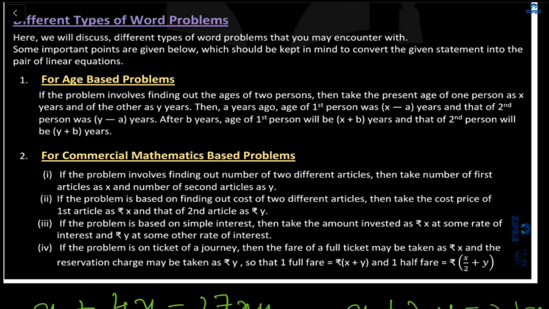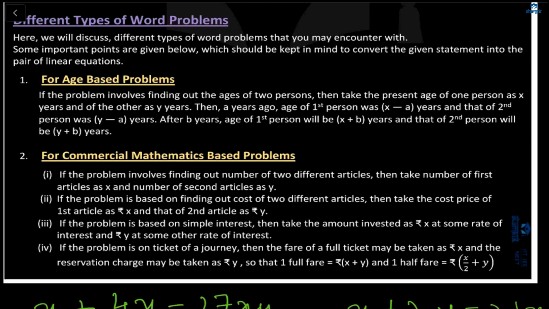Okay, like for an age-based problem. Now, in your question, age-based problem means in your word problem, it will be written somewhere age only, or it will be asking you about the age. Now, which type of question will you see here? Just a short one. If the problem involves finding out the ages of 2 persons, okay, then take the present. Generally, it will tell you that 5 years back, Rohan's age was this and Amit's age was this, and 5 years back, and upcoming 5 years age. What is the present age? Generally, they ask you the present age only.